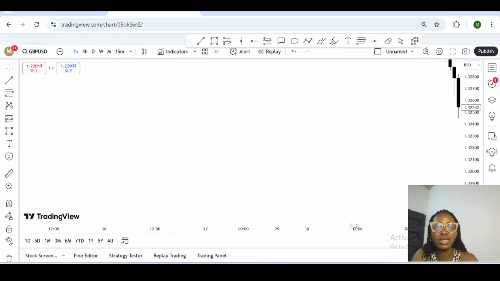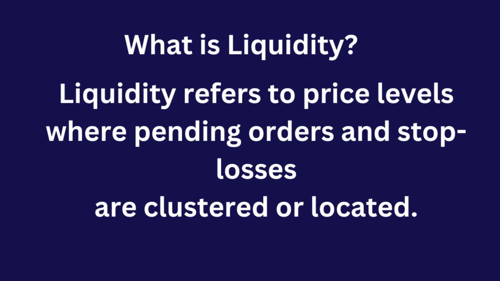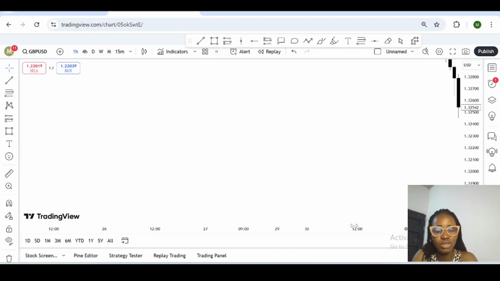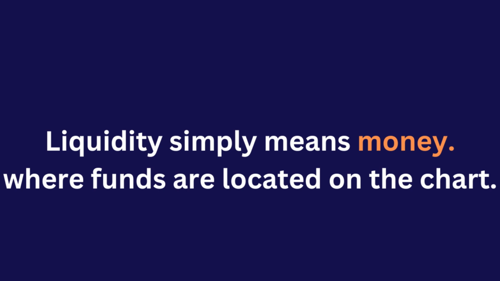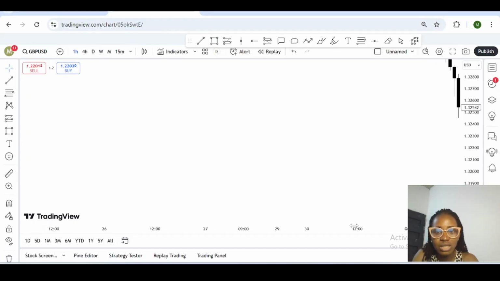Okay guys, let's start with the definition of liquidity. What exactly is liquidity? Liquidity refers to price levels where pending orders and stop losses are clustered. Or let's put it in simpler terms, liquidity means money, where funds are located in the market, so where retail traders place their stop losses and their pending orders.